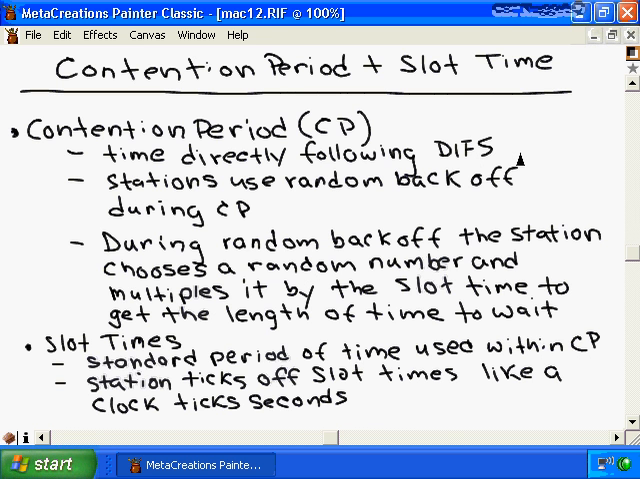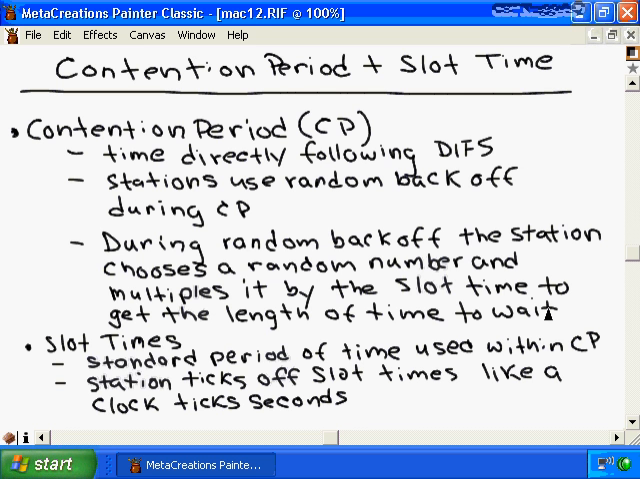Now, first off, the period of time that directly follows when the DIFS time space has elapsed is called the contention period, or CP. And this is critical because all stations running in DCF mode will run this random back-off algorithm during this contention period. So the DIFS duration of time has elapsed. We enter into the contention period. Then the random back-off algorithm kicks in during the contention period. And then what's going to happen at this point is that the station calculates the random back-off time by picking a random number and then multiplying that by a slot time.